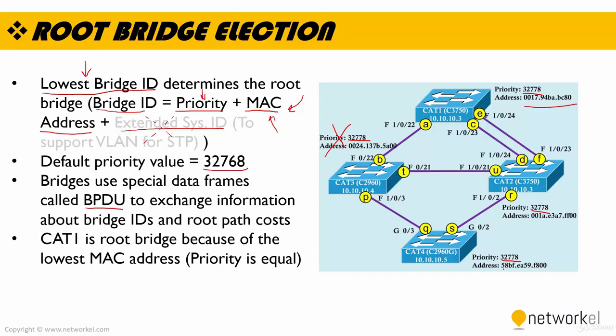This one is beginning with 5, so I eliminate this also. And this is beginning with 001, this is 7, but this is A. A is coming after 9 in the hexadecimal format. So I'm eliminating this, and because this switch has the lowest MAC address, it's the root bridge.